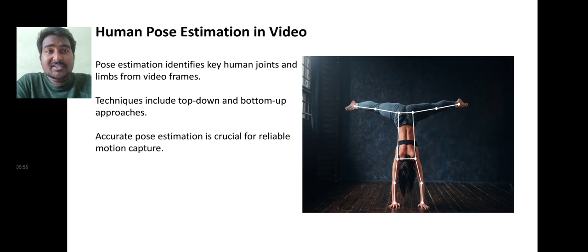Human pose estimation in video. How is the human pose estimated in the video? Let us learn about that. Pose estimation identifies key human joints and limbs from video frames. Techniques include top down and bottom up approaches. Accurate pose estimation is crucial for reliable motion capture.